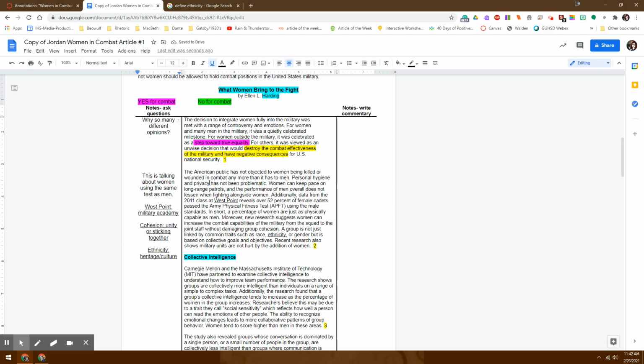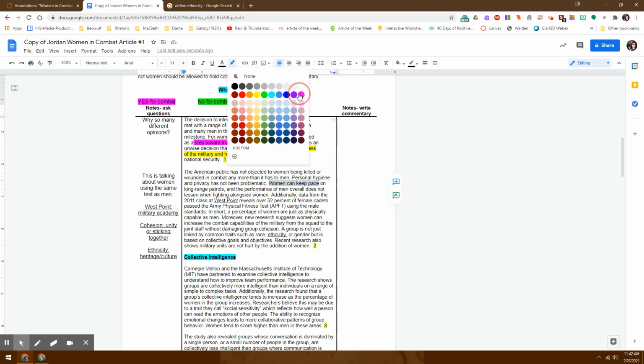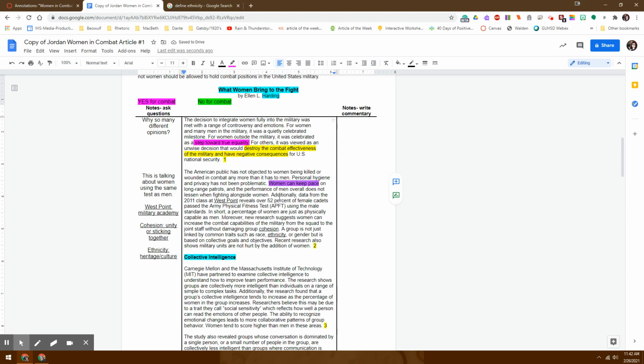Okay. And then there's a couple of things in here that I might want to highlight. So let's see, was there anything that was positive in this paragraph that we want to highlight? I think the idea that women can keep pace is a good positive thing to highlight for yes. And then also this statistic right here, 52% of female cadets passed using the male standards. So these are pretty strong pieces of evidence that say, yes, women should be in combat.